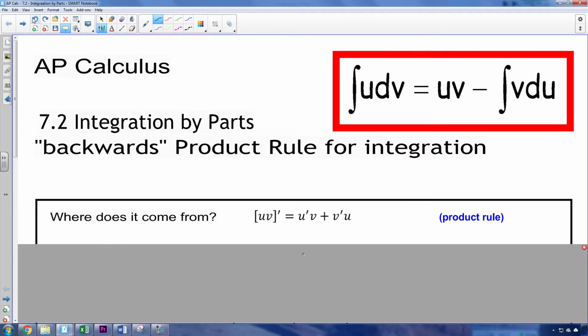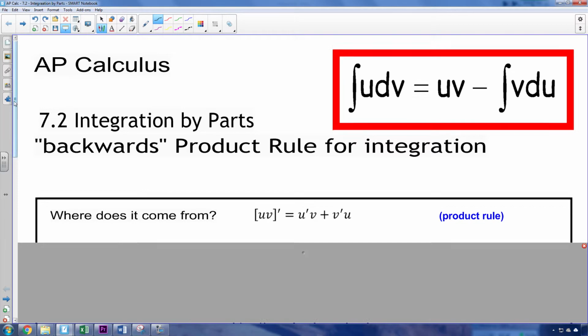So the integral of u dv equals uv, which doesn't have an integral, it's just two numbers that are outside of an integral, solved, good to go, minus the integral of v du. So when you apply the formula, you get the left thing to look like the right thing. You still have an integral to do, but probably an easier integral.